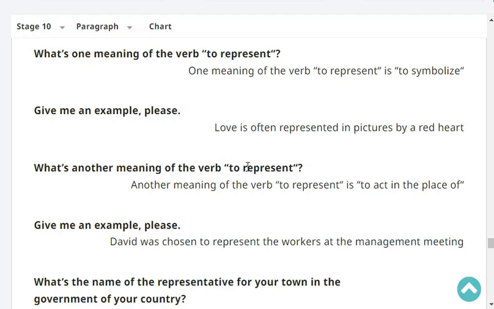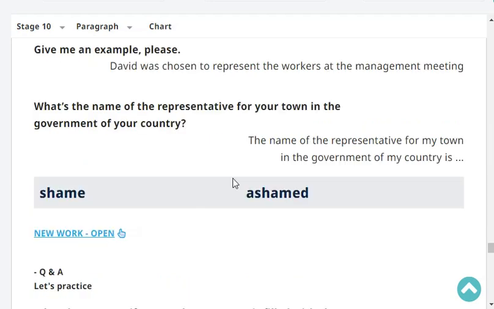David was chosen to represent the workers at the management meeting. Very good.